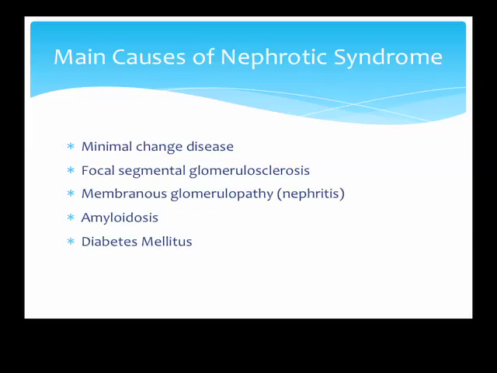There are five main causes of nephrotic syndrome which we will discuss in this presentation: minimal change disease, focal segmental glomerulosclerosis, membranous glomerulopathy, amyloidosis, and diabetes mellitus. Several other conditions will also produce nephrotic syndrome, but these are much rarer conditions.